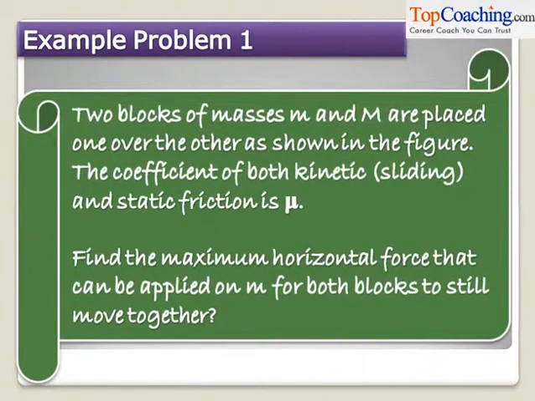Two blocks of mass small m and capital M are placed one over the other as shown in the figure. The coefficient of both kinetic and static friction is mu. Find the maximum horizontal force that can be applied on mass small m for both blocks to still move together.